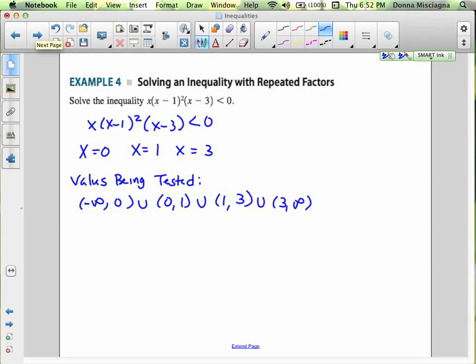All right? And let's do it underneath. I think I have enough room underneath. All right, so here's our values being tested.